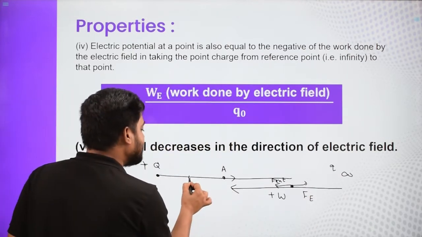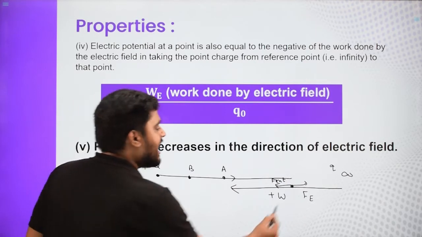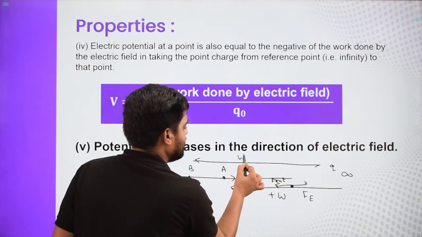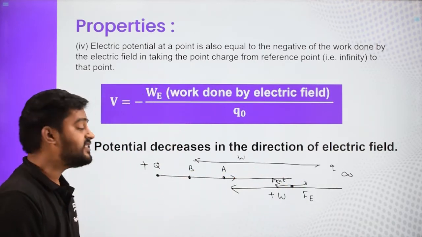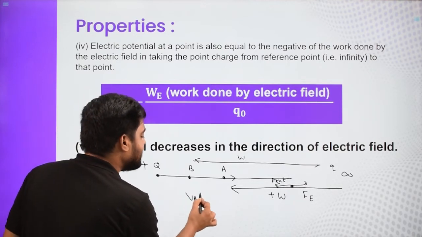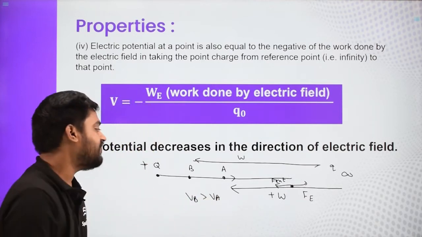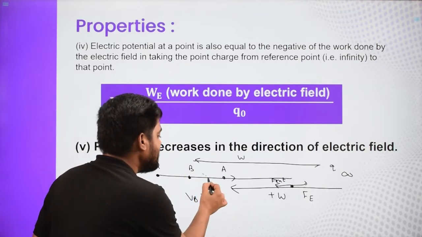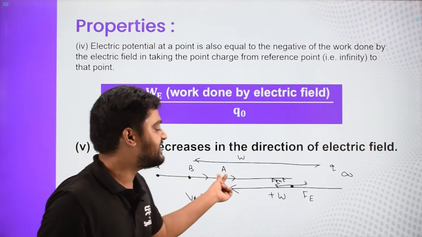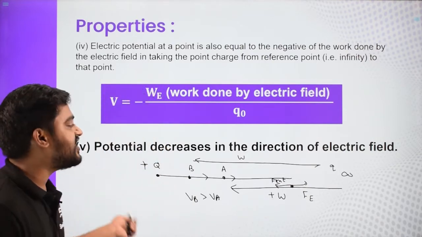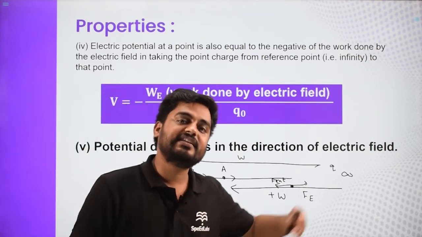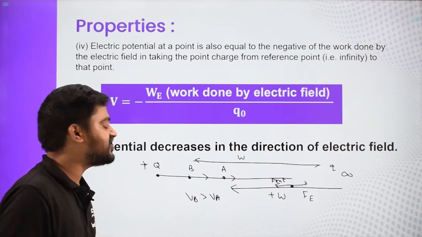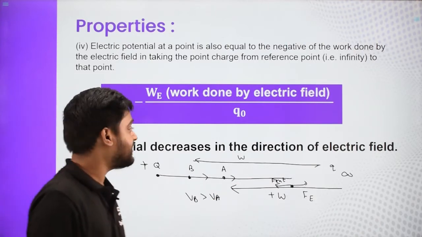And if I have to bring it all the way up to here, then I have to do more work. So more work per unit charge means the potential of B must be greater than the potential of A. And if we are moving in the direction of the electric field line, that is from B to A, as you can see, potential is decreasing. So we can say potential decreases in the direction of the electric field and it increases in the direction opposite to that of the electric field.